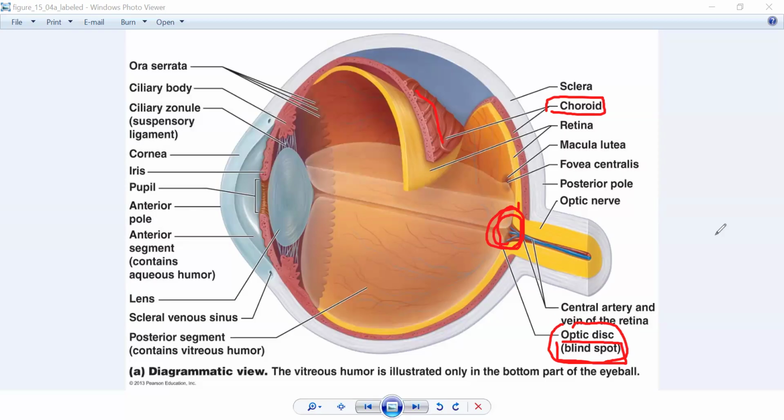The reason it's considered a blind spot is because there are no photoreceptors there. There are no rods nor cones. Actually, what you have here are axons of neurons that form cranial nerve number 2, which is your optic nerve. It's going to send information to the brain to interpret what you're seeing. So here in the optic nerve, there's a blind spot called the optic disc where there are no photoreceptors. And as well, in this area, you're going to allow blood vessels to enter as well as to exit the eye.